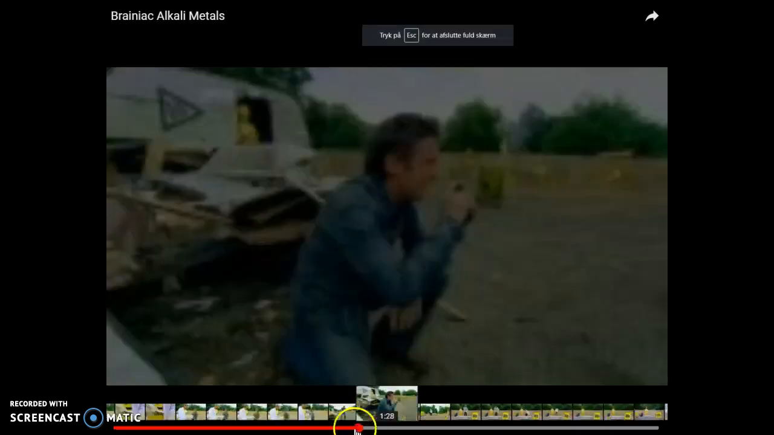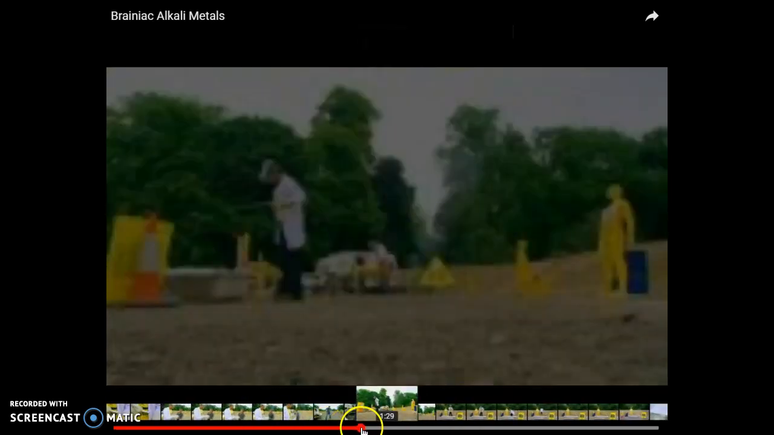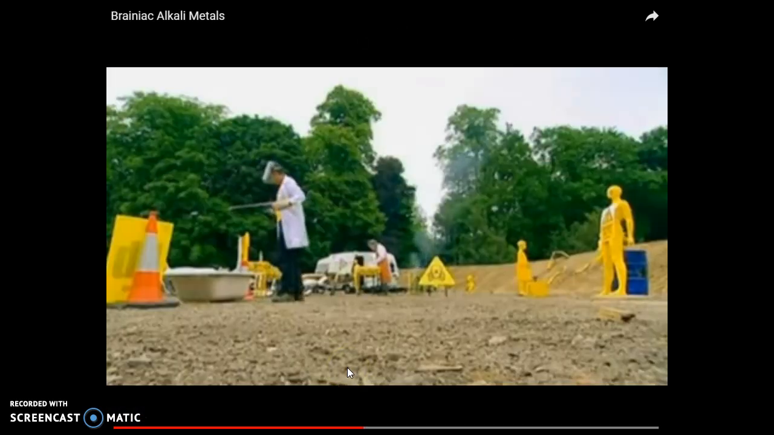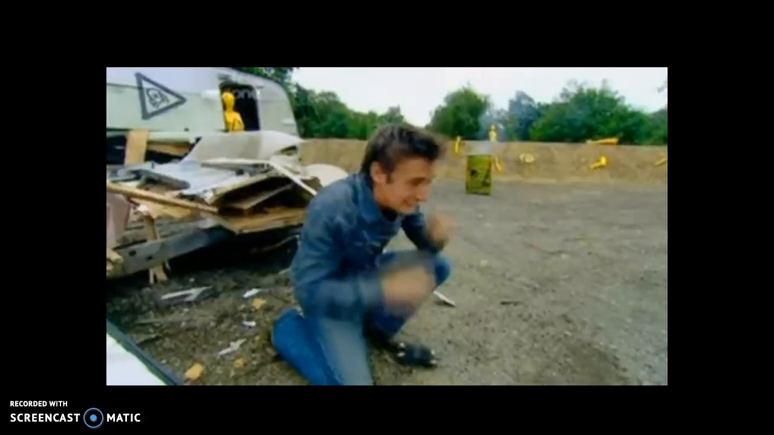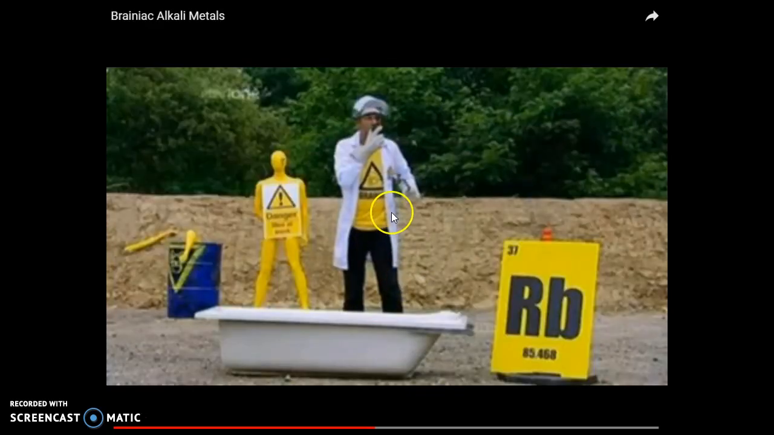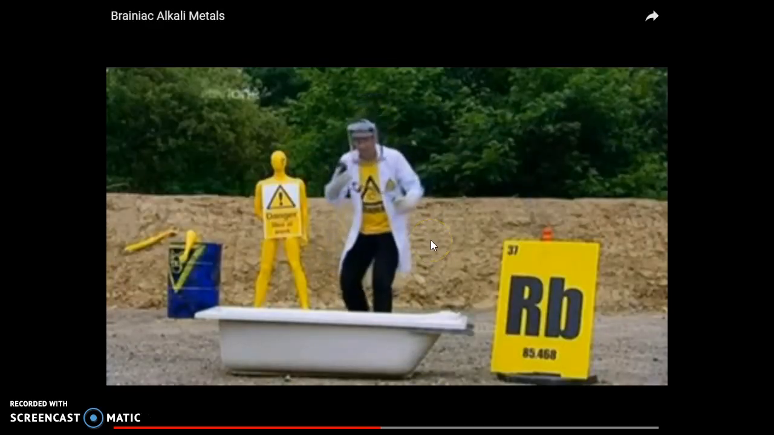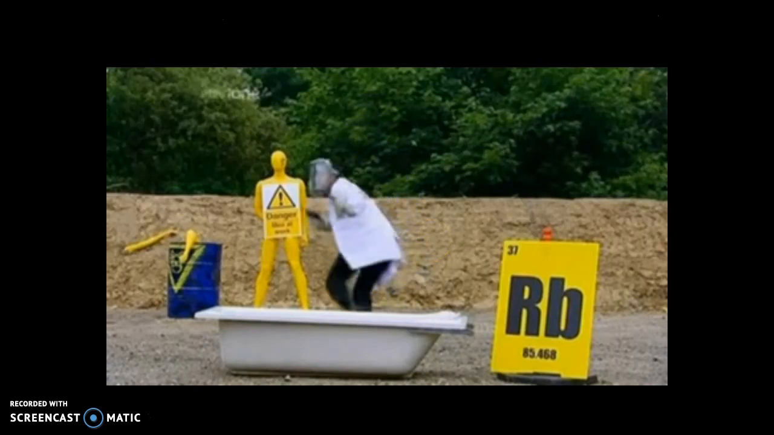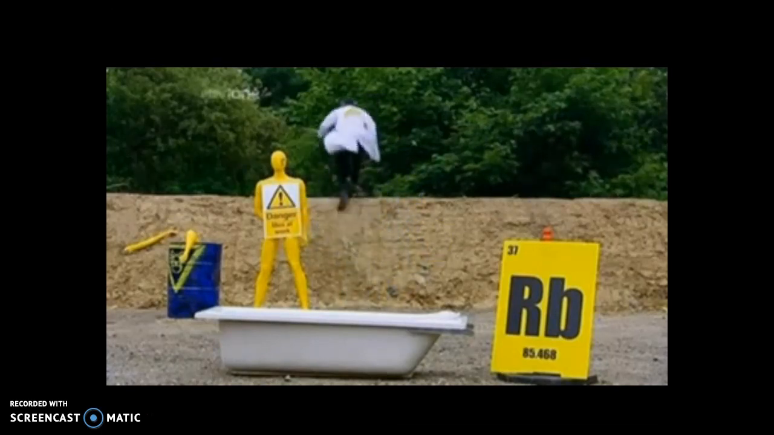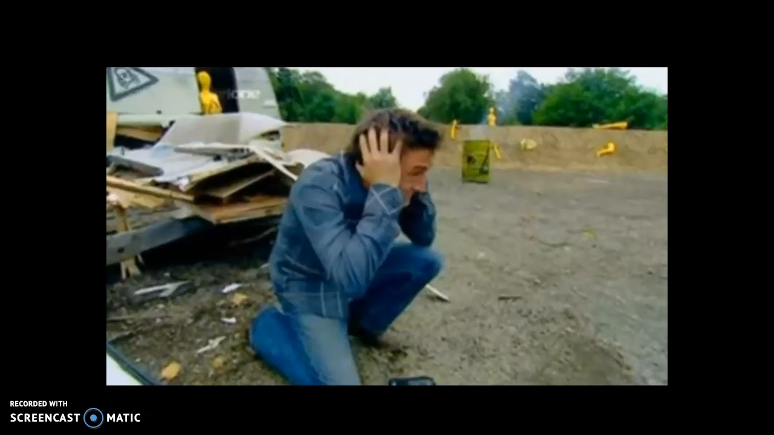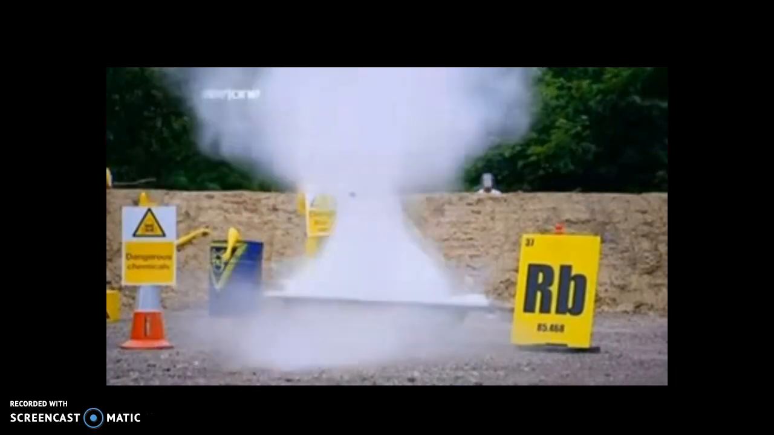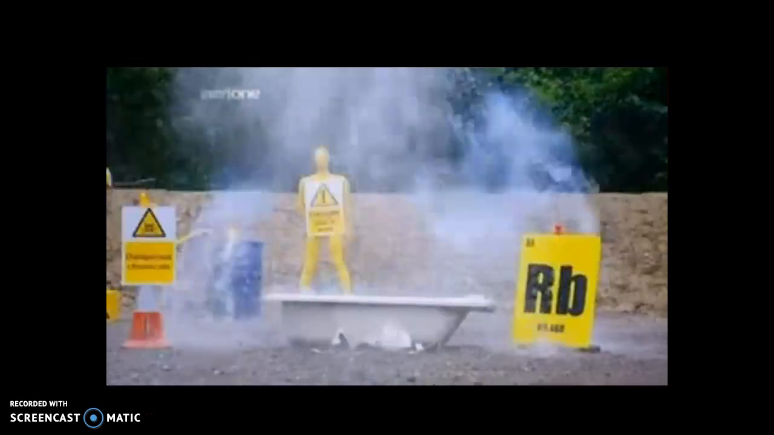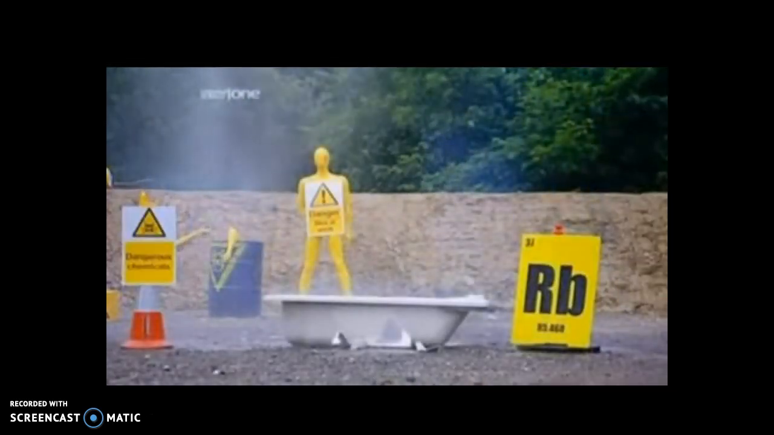So, what is happening here? They have 2 grams of rubidium in a specially made container, and he's dropping that in the water. When he drops it, it gives him a few seconds to run away before it has its reaction. And the reaction, you will see that now. This is the reaction of what happens when rubidium gets in contact with water.